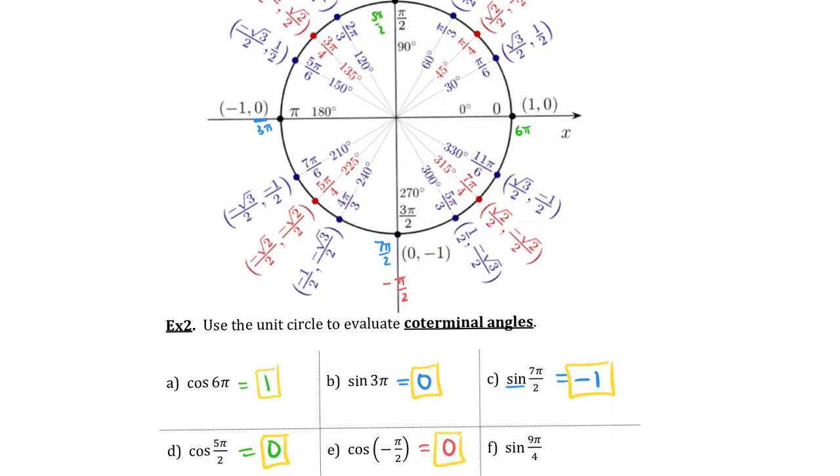Okay, now let's look at the 4's. Okay, 9 pi over 4 is not on my circle, but there are other pi over 4's on my circle, so I can use them to figure out what 9 pi over 4 is. Okay, I'm going to start from 0 always.